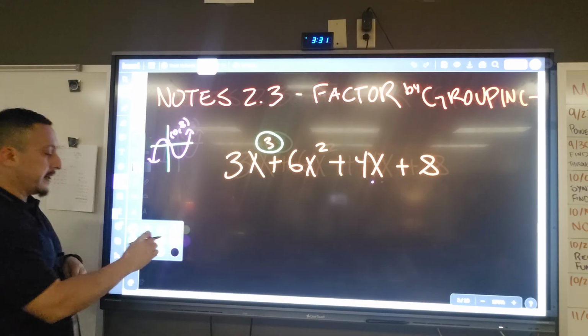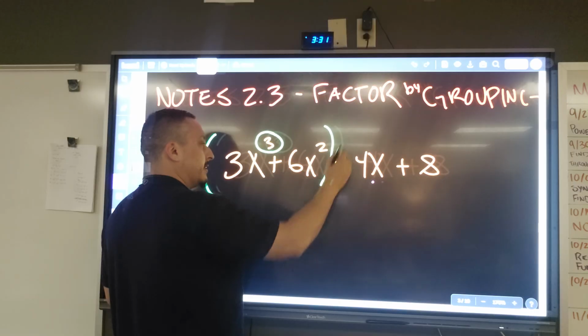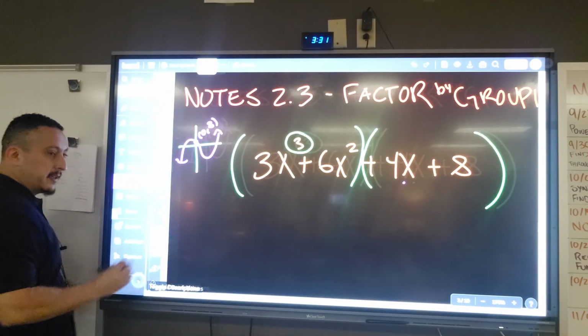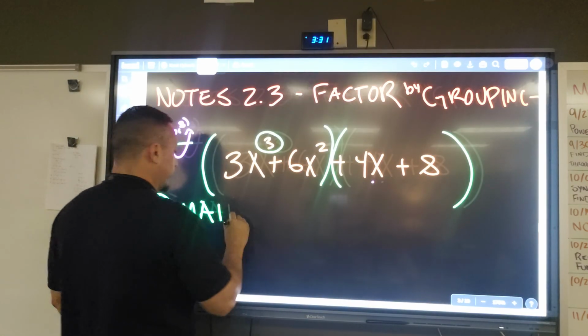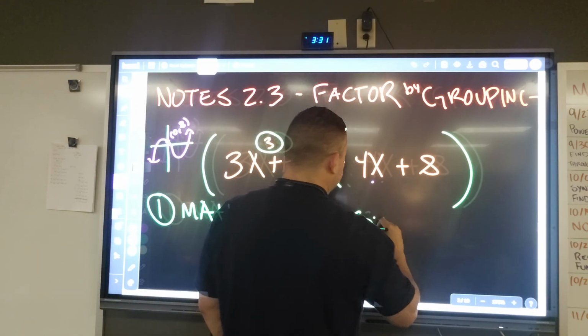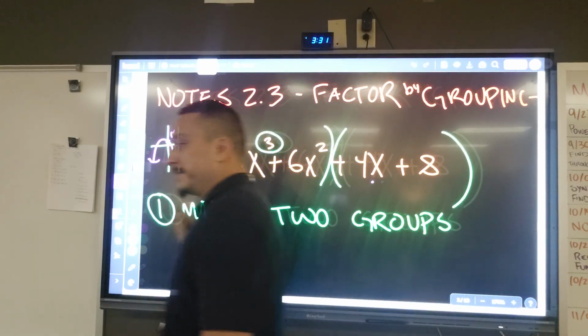So let me show you factor by grouping. The first step is, I'm going to write it as steps. Step 1, make 2 groups. Is it bringing memories back yet or no?